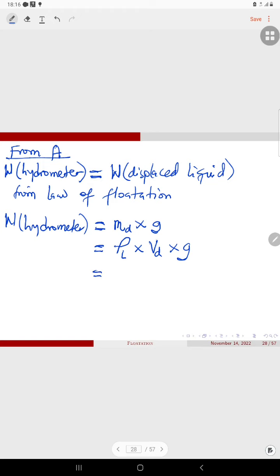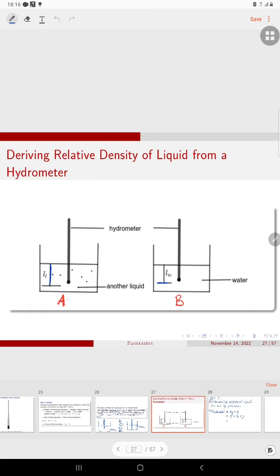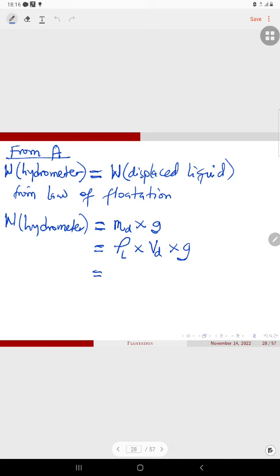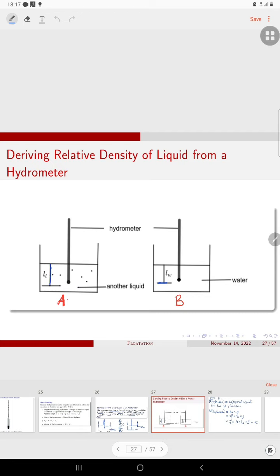And we know that this VD, check the diagram, in terms of cross-sectional area, we are on figure A. So in terms of cross-sectional area and length, I can rewrite this as rho L times A, the cross-sectional area of the hydrometer, times LL, the length of the submerged part, times g. Let me call this equation 1. The length of the submerged part is LL.